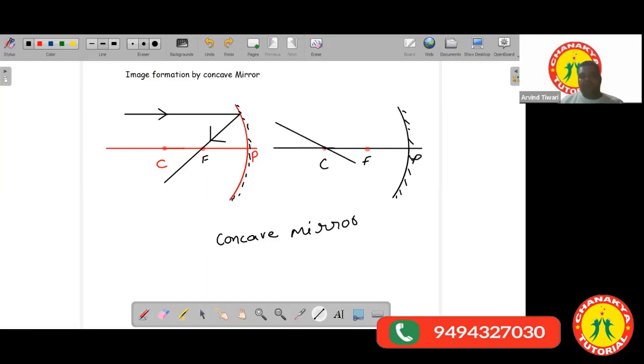Here you have a ray of light passing through the center of curvature. This ray of light will get reflected back along the same direction. So it comes like this, and after reflection, it will pass back along the same direction. These are the two important rules which we will be using to draw all the ray diagrams.